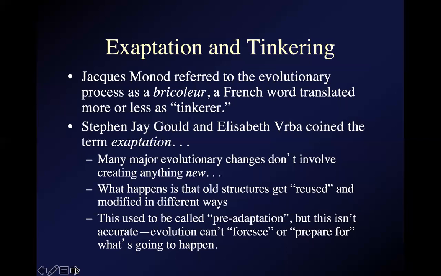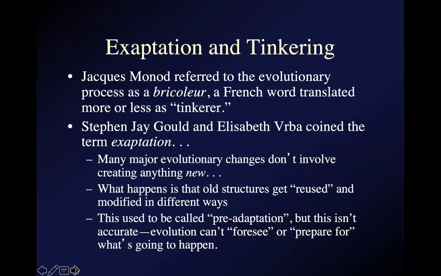Gould and Vrba, though, pointed out that adaptation literally means making something fit for a purpose. And the problem is that natural selection can't have a purpose because natural selection doesn't have a brain. The evolutionary process isn't trying to do anything because it doesn't have a goal. All that evolution has to work with is what there is. And evolution has no way of foreseeing what the future is going to be.